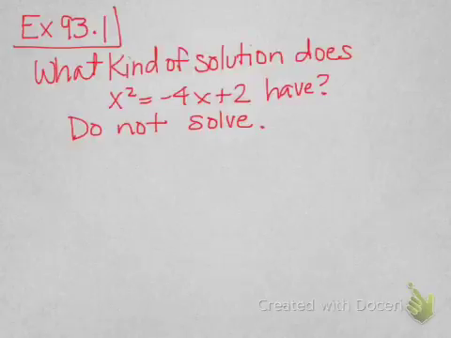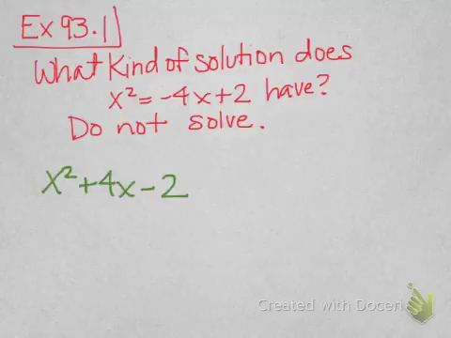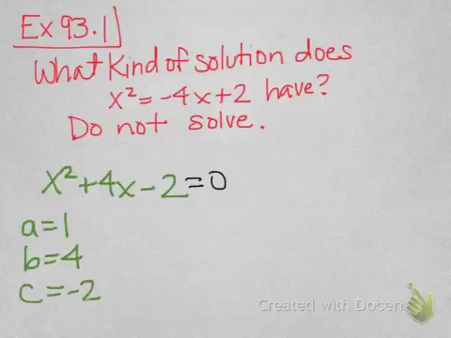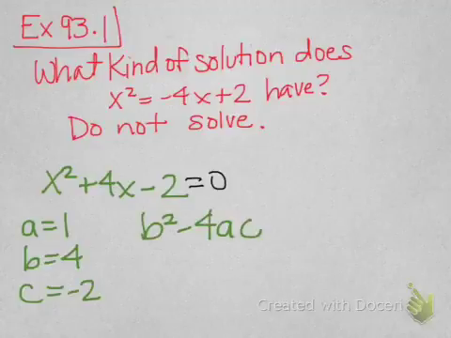So we'll do an example. What kind of solution does this have? You don't have to solve it, but you do have to put it in standard form. So we get x squared plus 4x minus 2. It should have an equals 0 here. A is 1, b is 4, c is negative 2. We just need to find b squared minus 4ac. We don't need anything other than that.